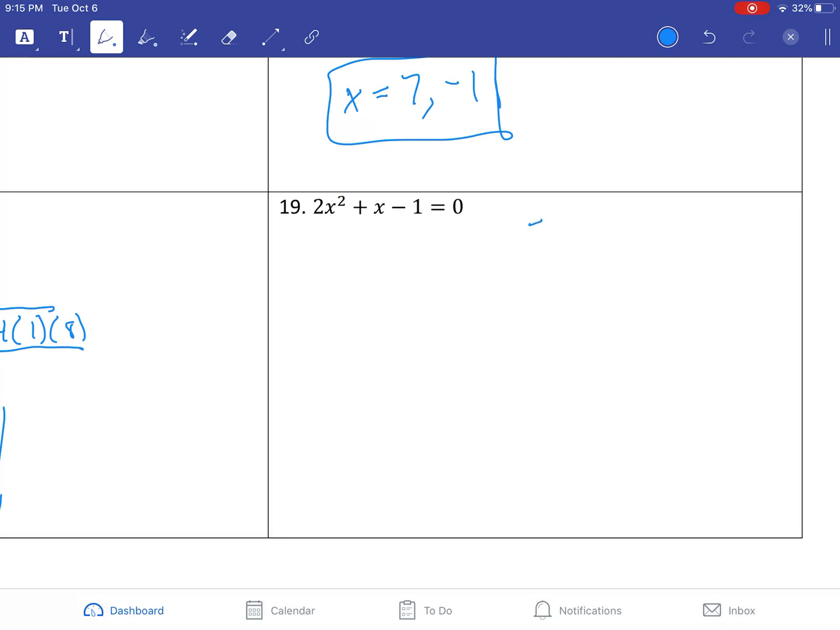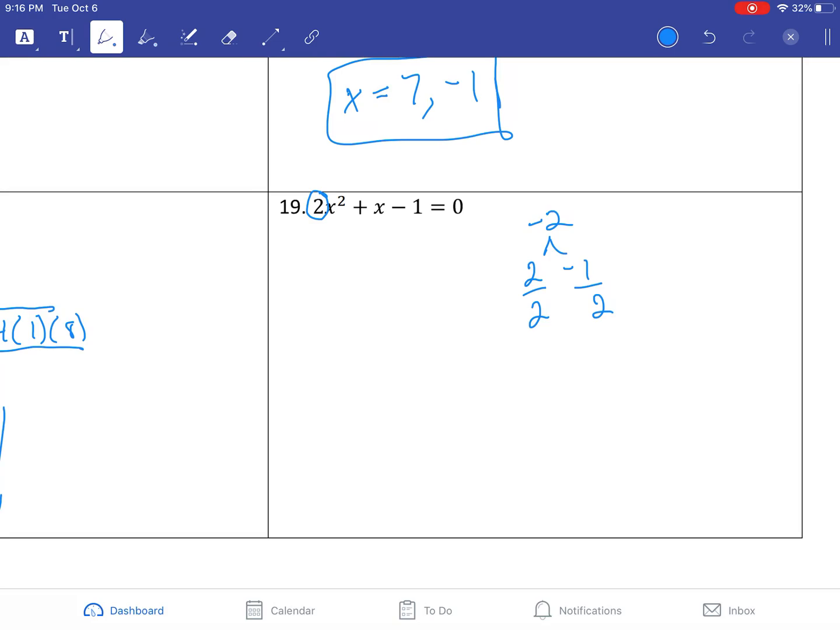We have 2 times negative 1 is negative 2. And the factors of negative 2 that combine to give you positive 1 would be positive 2 and negative 1. I like to do the bottoms up method recently just because I feel like it's faster and simpler. So I take these 2 factors and make them fractions, and the denominator of our fraction is going to be the first number in front of the x squared term, which is 2.